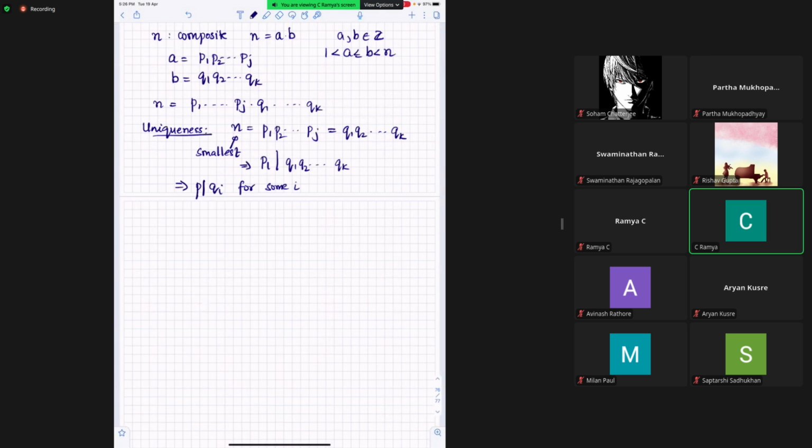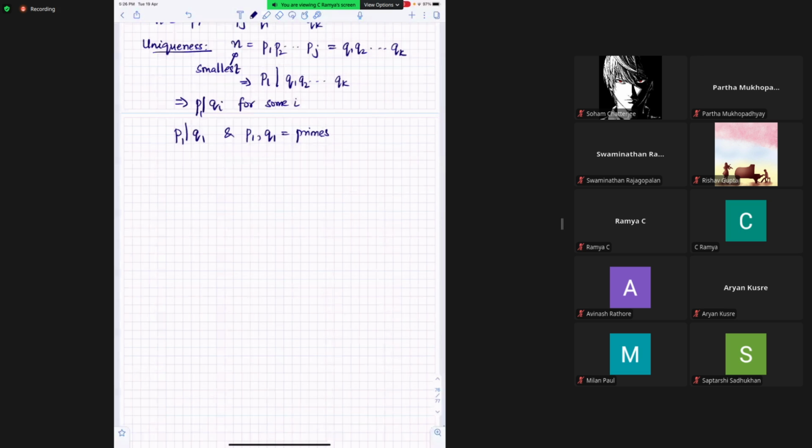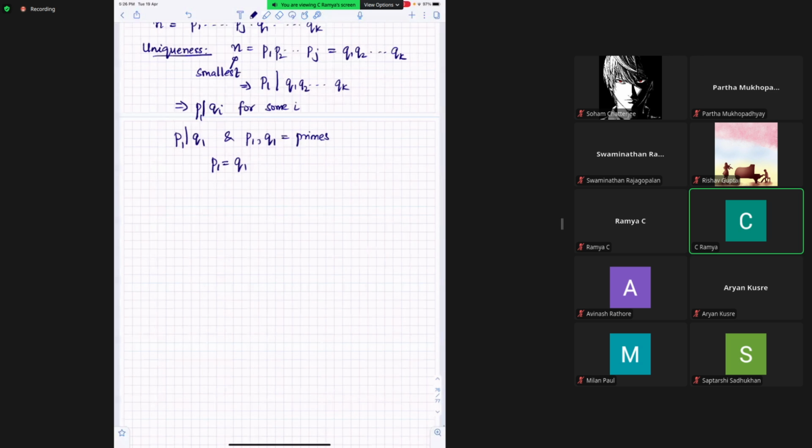So let's say that p1 divides q1. That i is 1. And I know that p1 and q1 are both primes. So what can I say about p1 and q1? One divides the other and they're both primes. They have to be the same, right? So p1 has to be equal to q1. So the moment you get p1 is equal to q1, now what can you say about this equation?